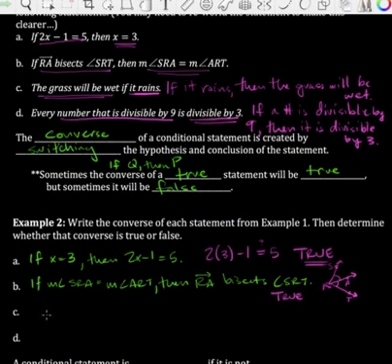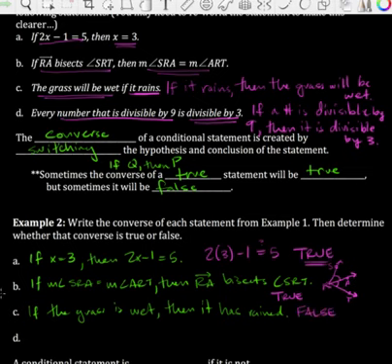Okay, in part C, our original statement said the grass will be wet if it rains. So we said the hypothesis was it rains, conclusion, grass will be wet. Let's switch that around. If the grass is wet, then, now we put the original hypothesis, which was it rains, then I'll say it has rained. Now, is that true or false? If the grass is wet, does that guarantee that it has rained outside? Well, no, the grass could be wet for a number of reasons, right? So we will say that that's false.